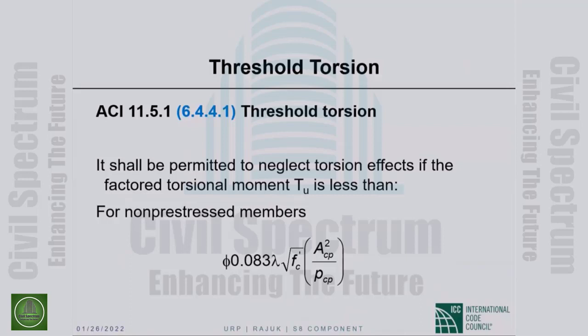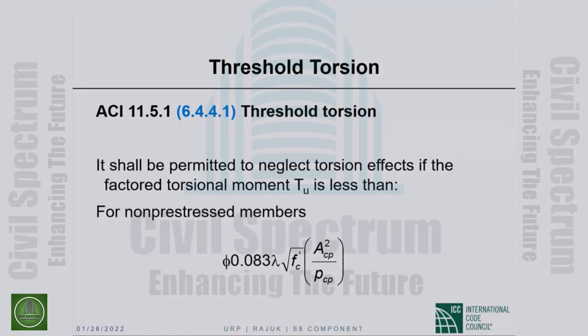It shall be permitted to neglect torsion if the factored torsional moment T sub u is less than, for non-pre-stressed members, this expression for the threshold torque. In US units, it's 1 square root of f sub c prime A sub cp squared divided by P sub cp. P sub cp, remember, is the perimeter of the thin wall tube, and then A sub cp is the area enclosed by that perimeter.